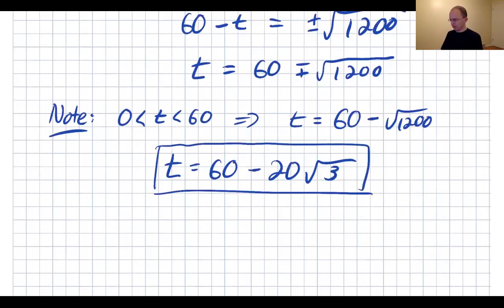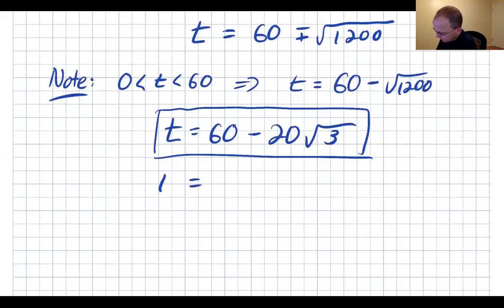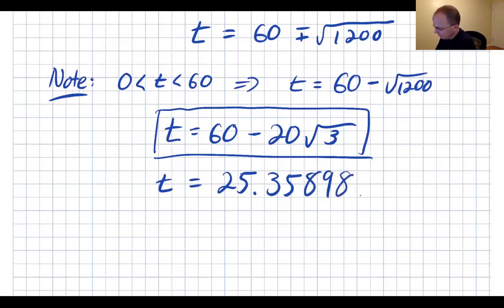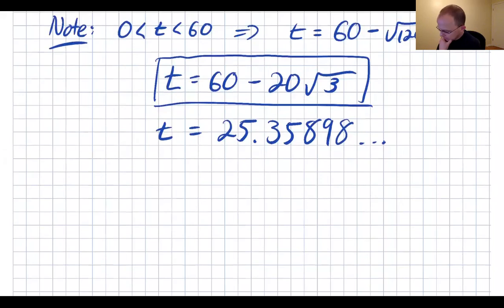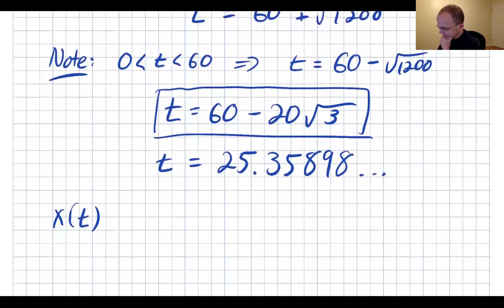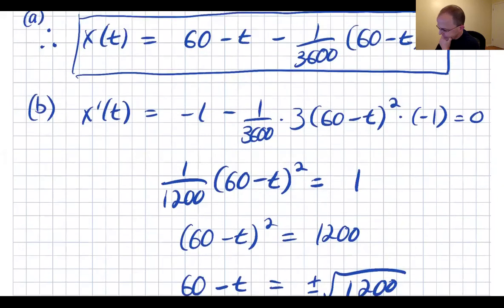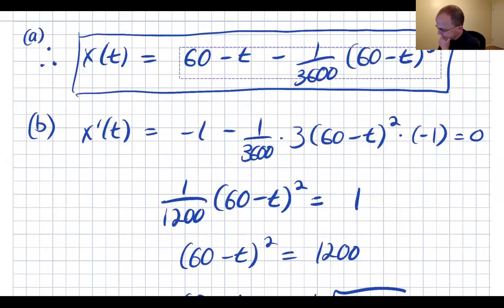And what is that time? 60 minus 20 times the square root of 3. Yep, that's exactly what Geogebra said. So this is actually equal to 25.35898, and it goes on from there. It's exactly the digits that we got from Geogebra. All right, then to figure out what the maximum salt is, we have to plug that back into our formula for x of t. Let's see. So that would be this guy here.